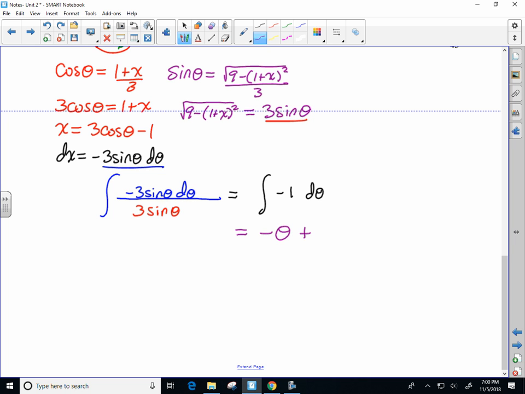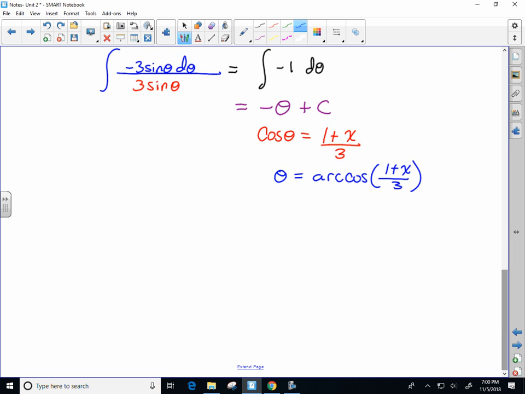So negative theta plus c. Now I just need a theta. All right, well, I have a ratio. Cosine of theta is equal to 1 plus x over 3, which means theta would be the same as the arc cosine of 1 plus x over 3. And so I'll have my final answer, which would be negative arc cosine of 1 plus x over 3, plus c.